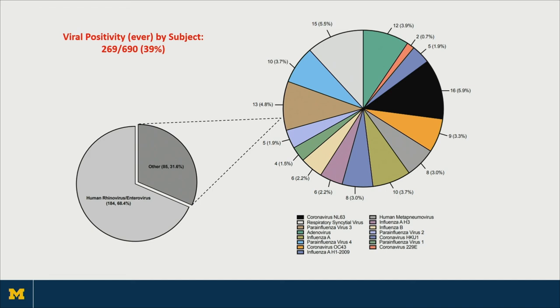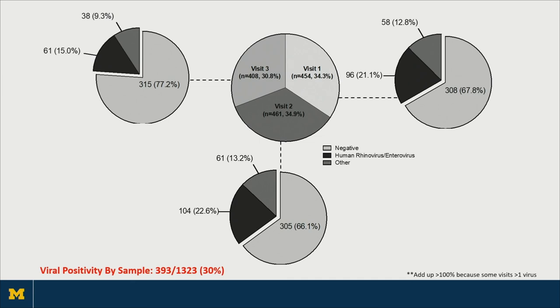Next, one question to look at is, across different visits, was there any significant change in terms of viral positivity, negativity, or predominance of rhinoenterovirus? And for the most part, the answer is no, it was fairly consistent across all three visits.